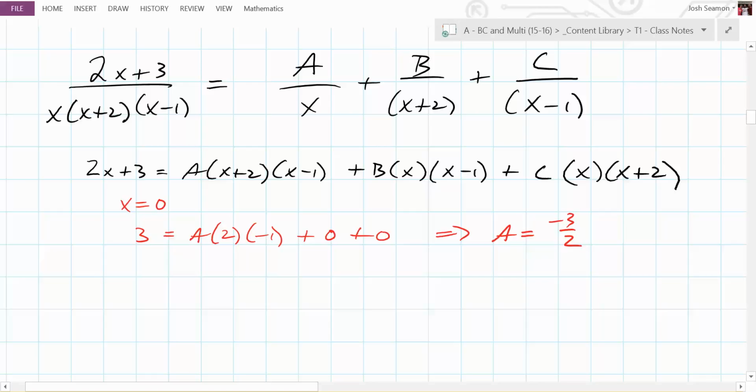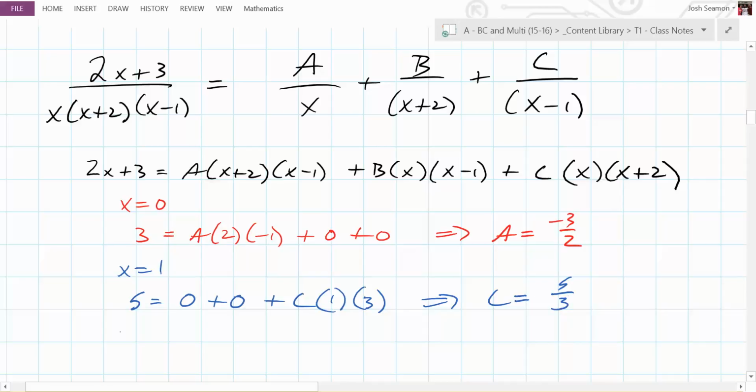Nice. What's another nice number we could plug in? Yeah. X equals 1. And then you get 5 is equal to 0 plus c times 1 times 3. So what does c equal? C equals what? 5/3. Nice.